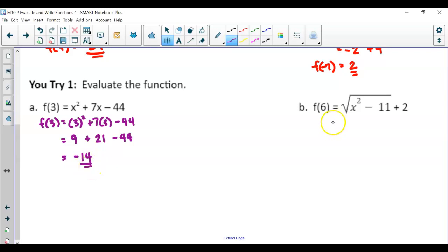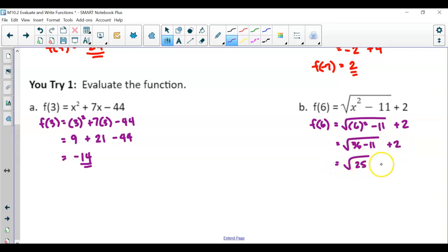Then the second one, again, f of 6, so we're plugging in 6 for x. So 6 squared minus 11 plus 2, which now I've got 36 minus 11 plus 2. Well, that's the square root of 25 plus 2, which is 5 plus 2, making our value 7.